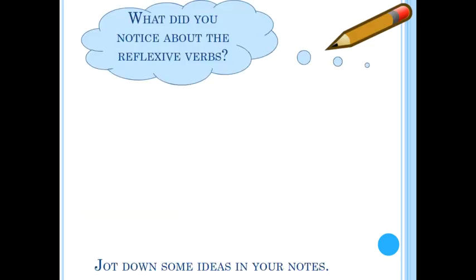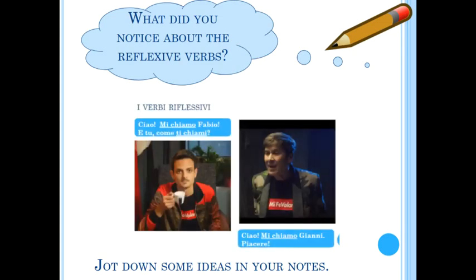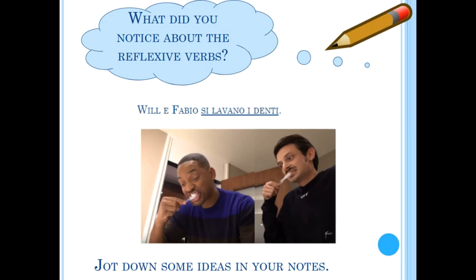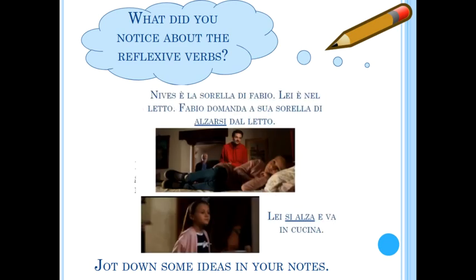So what did you notice about the reflexive verbs? Jot down some ideas in your notes. Did you notice that it's made of two parts? That they change according to the subject? That they have to agree? Did you notice that for the infinitive form, the reflexive pronoun is attached to the end of the verb?